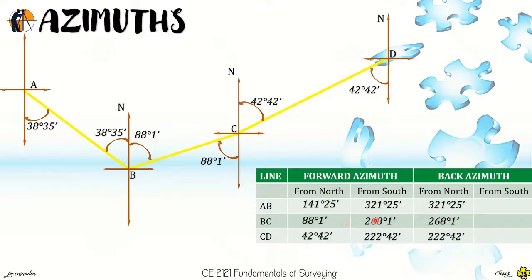If it's from the south, the back azimuths for lines AB, BC, and CD are all greater than 180, so we subtract 180 degrees. So we'll have 141 degrees 25 minutes for AB, BC will have 88 degrees 1 minute, and CD will have 42 degrees 42 minutes. So if you observe, the backward azimuth of lines from the north will be its azimuth from the south.